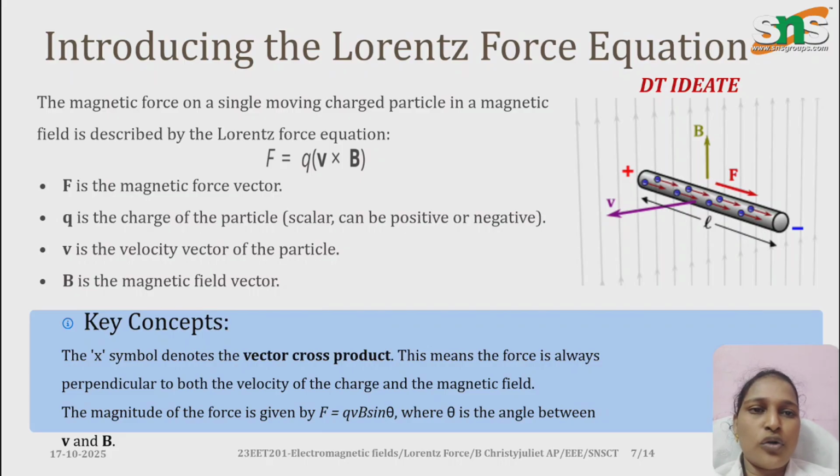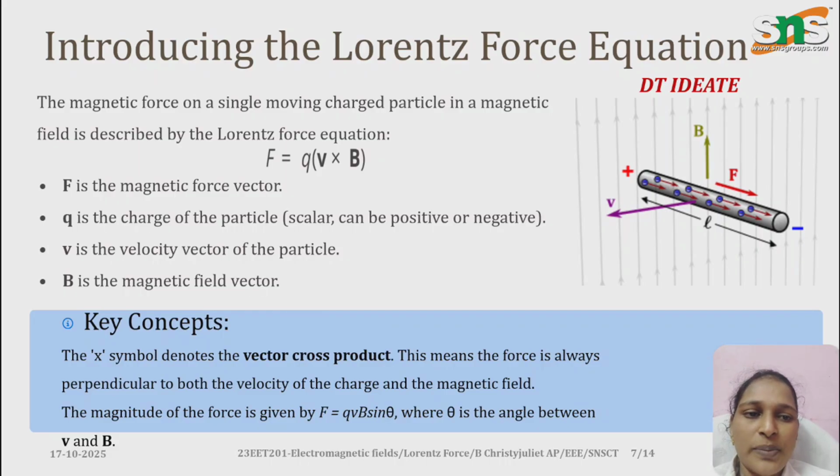What is the Lorentz force? It is the magnetic force on a single moving charged particle in a magnetic field. This can be expressed mathematically as F is equal to Q into V cross B, where Q is the charge of the particle, V is the velocity of the charged particle, B is the magnetic flux density or the magnetic field vector, and F is the magnetic force vector.